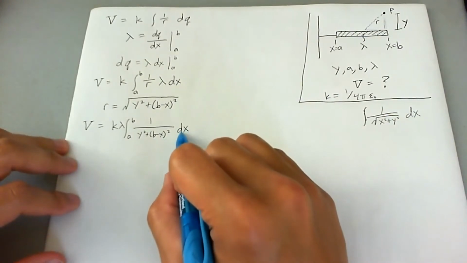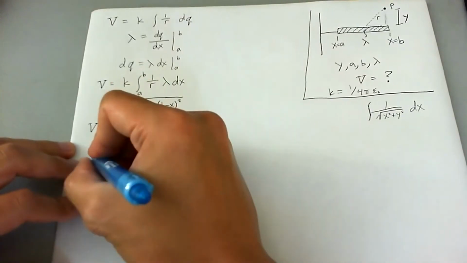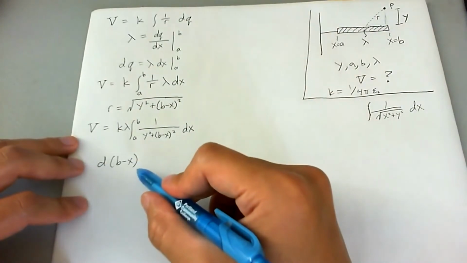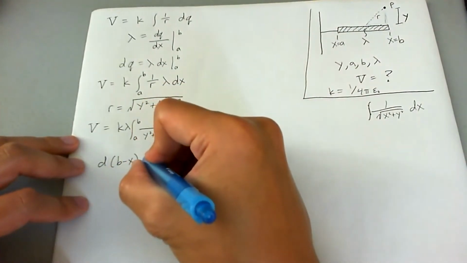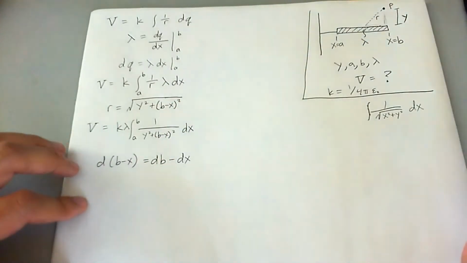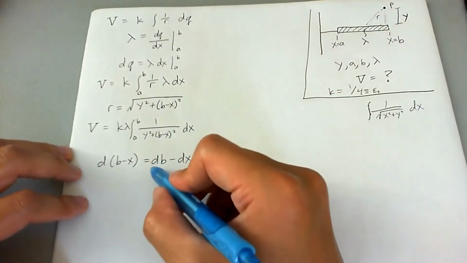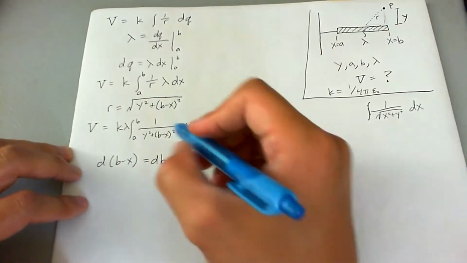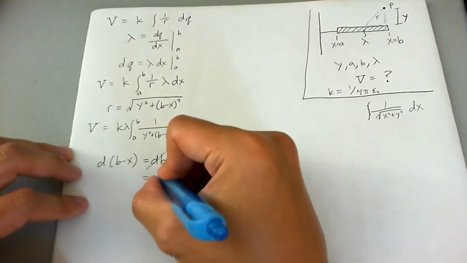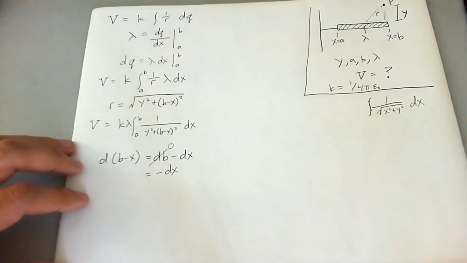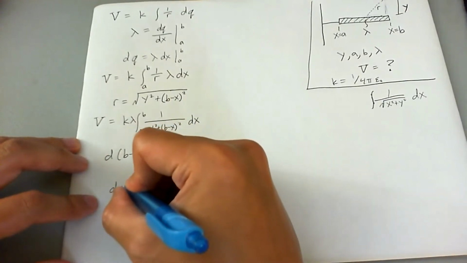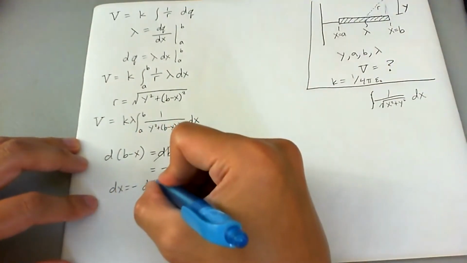Instead of dx, it says d(b minus x). So to do that, let's consider d(b minus x) and solve for what this equals. This is db minus dx. Since b is a constant, the infinitesimal difference in that constant is just 0, so db ends up being 0. What we have left is a negative dx. Therefore, dx is equal to negative d(b minus x).